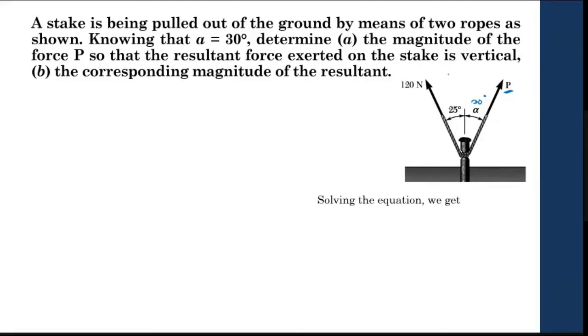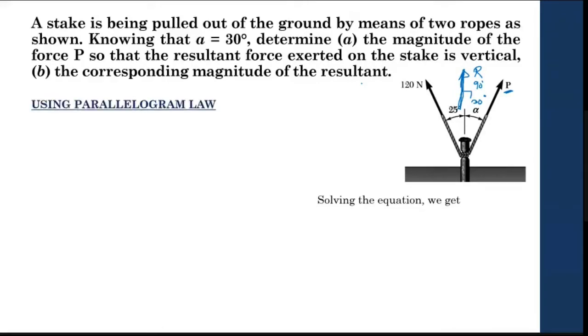They are asking what is the magnitude of the force P if the resultant force exerted on the stake is vertical. So what will the P value be, so that your resultant is vertical? Your R is vertical, so it is here, at 90 degree. And they are also asking what is the corresponding magnitude of the resultant, and the corresponding angle of the resultant. Can you understand the question? Yes, sir.